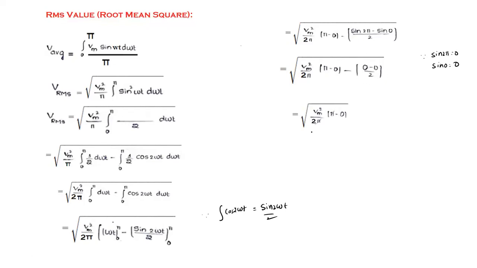Here pi gets cancelled, Vm square by 2. The square root cancels, finally Vm by 2. So the VRMS value of the center tapped full wave rectifier is Vm by root 2 finally.